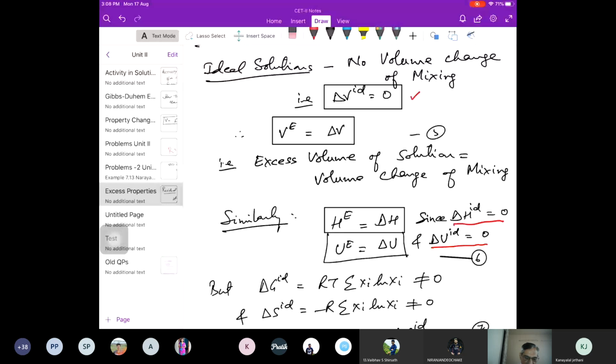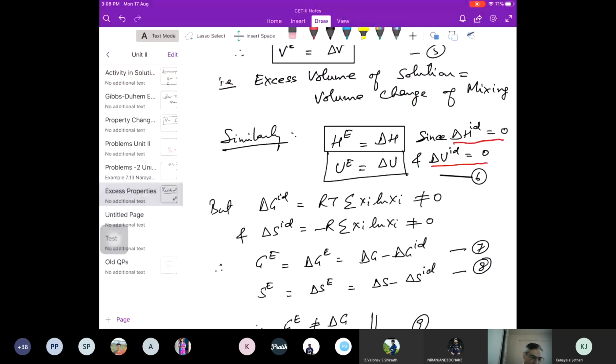Why is this equal to 0? हमने प्रूव नहीं किया था ये, but I am saying this is 0. So if you see, delta H क्या होता है? What is delta H equal to? Delta U plus PdV, right? P delta V. If I put ideal here, ideal here, ideal here, right? So delta H ideal is equal to delta U ideal plus P delta V ideal. P delta V ideal हमने 0 प्रूव किया अभी.